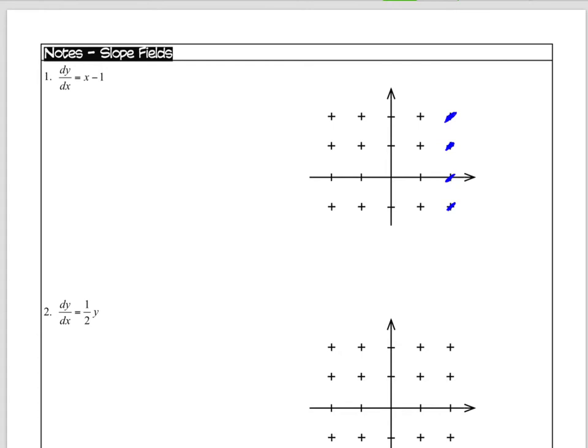Alright, now the next one, ordered pair down here would be 1, negative 1. What's the only thing I can plug in? 1, which gives me 0. What does the 0 slope look like? Flat.